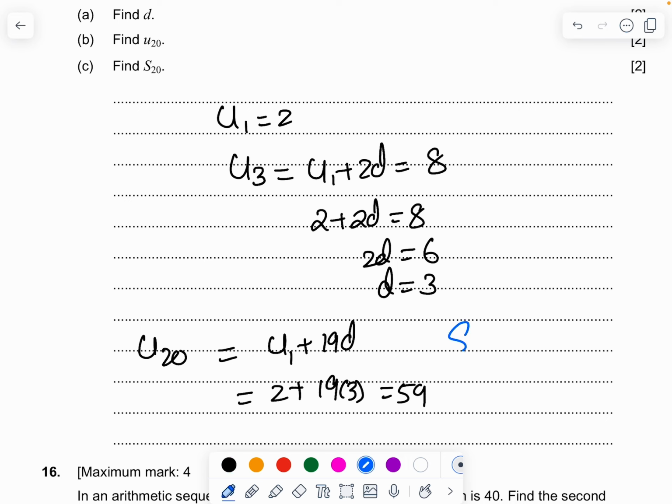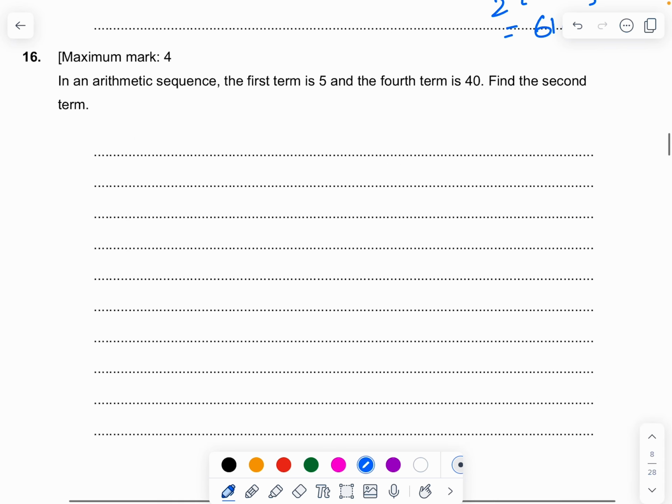Then S20, we know that it is n upon 2, first term plus last term. So 20 upon 2, first term is 2 and the last term is 59. Simplify that, you should be getting 610.